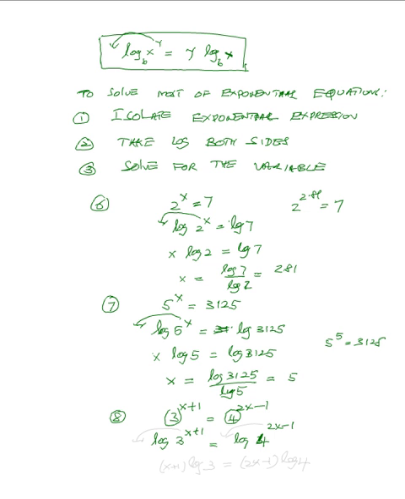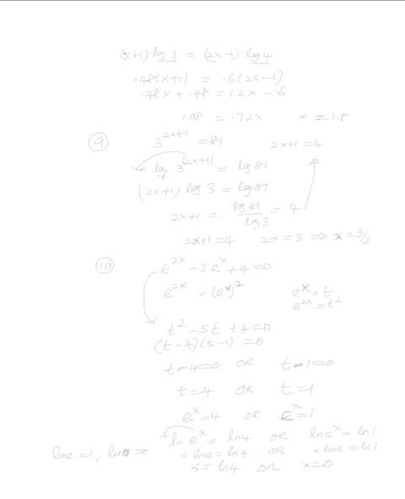As we said before, we could bring both these exponents up front. So we'll have x plus 1 times log of 3 equals 2x minus 1 times log of 4. So if we continue with our example from the last page, we came to x plus 1 times log of 3 equals 2x minus 1 times log of 4.